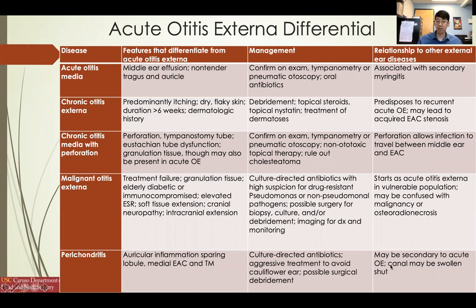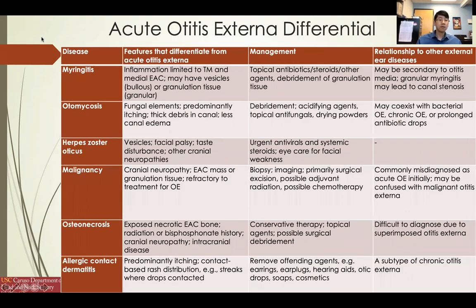Perichondritis can be secondary to an acute otitis externa, and the canal can end up being swollen shut. You might think, oh, this is an acute otitis externa, but it may just be a perichondritis. Also be thinking about relapsing polychondritis if you have any suspicion. Myringitis, we've talked about. You can have granular or chronic myringitis that can lead to canal stenosis, and you want to really debride and use topical treatment. Otomycosis can be coexistent with chronic otitis externa. Malignancy, we talked about, can commonly be misdiagnosed as acute otitis externa initially. We talked about osteonecrosis, and then also allergic contact dermatitis. If they have these little streaks where the drops are contacting, start thinking about whether it is the aminoglycosides or actually the steroid drops that are prolonging this cycle of contact dermatitis.